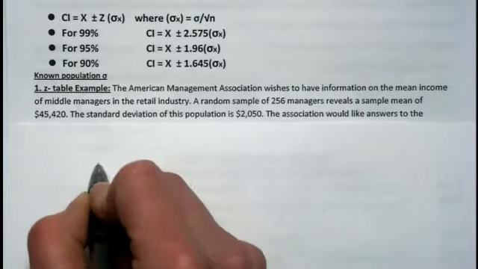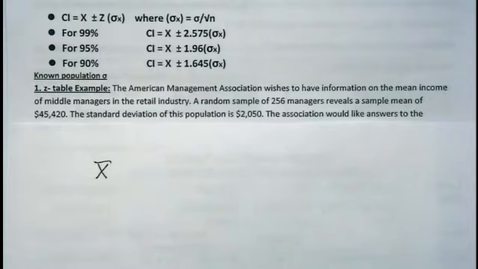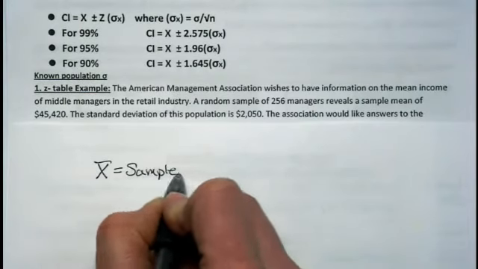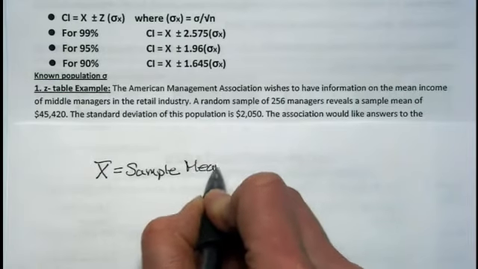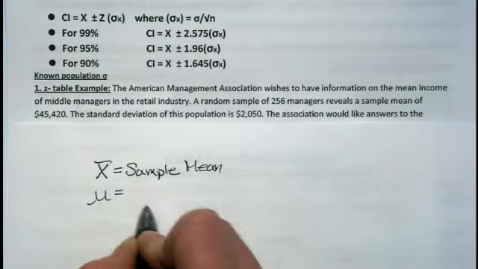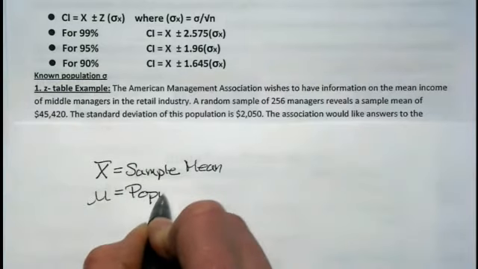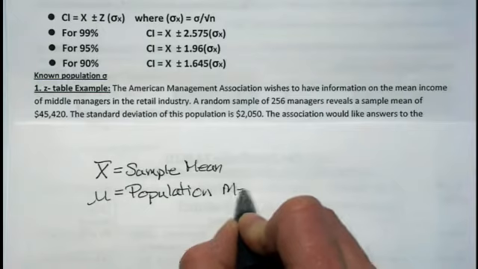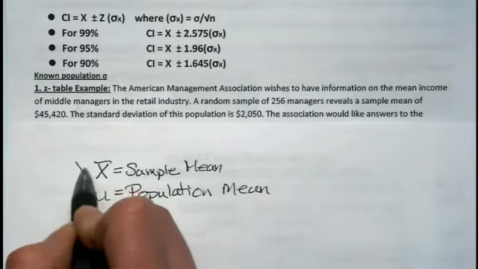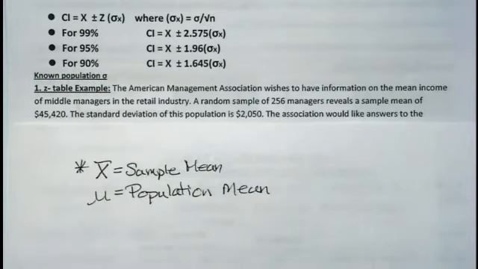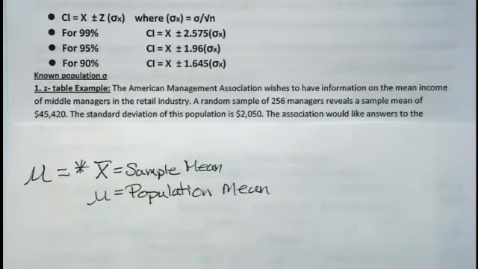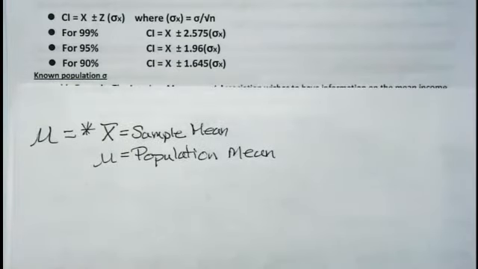For example, X bar means sample mean. Mu is the population mean. Very often we only have the sample mean, so therefore we estimate the population mean from the sample.